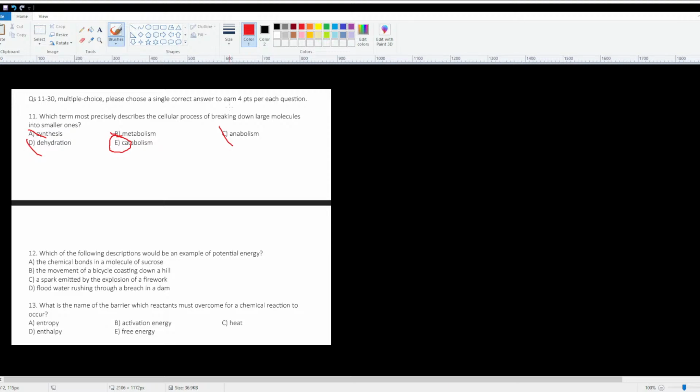Just think about the difference between cellular respiration and photosynthesis. Just think about the general chemical formula for those processes.